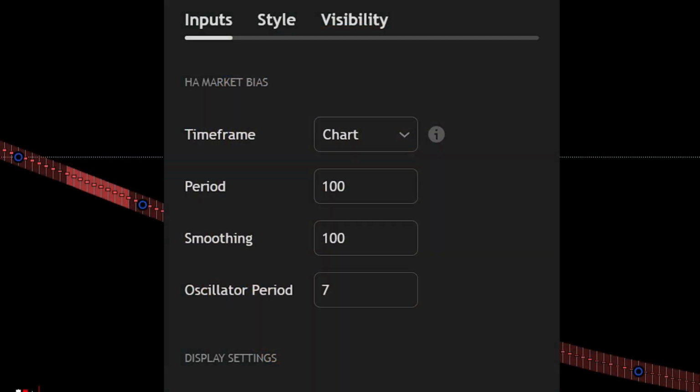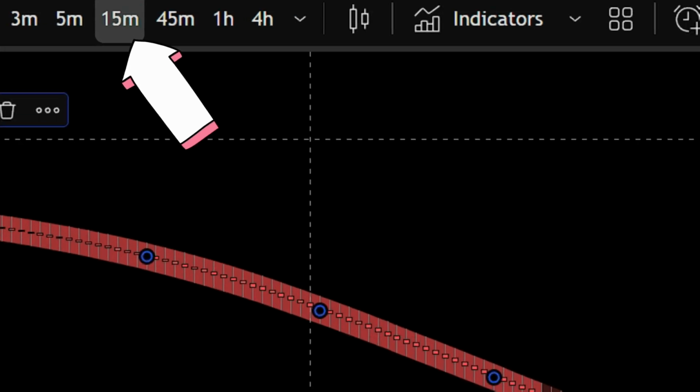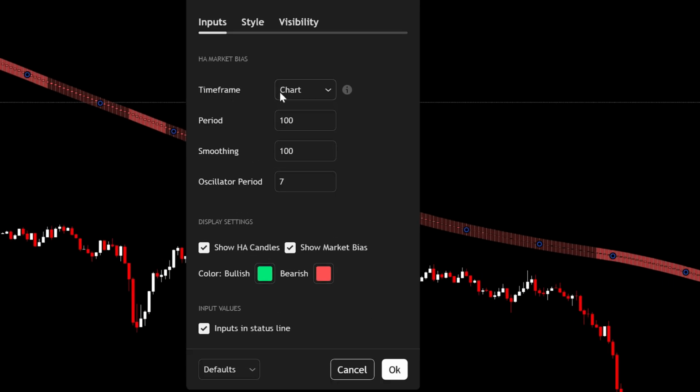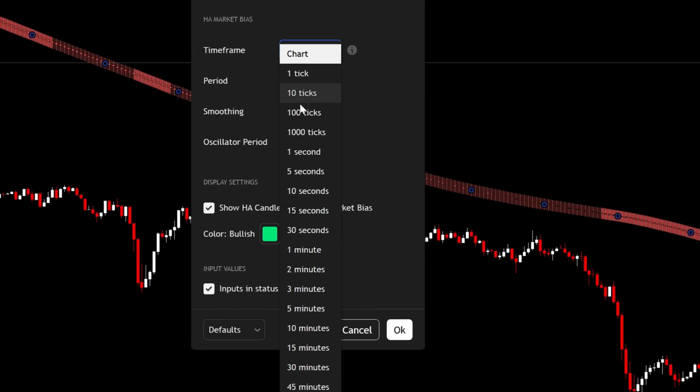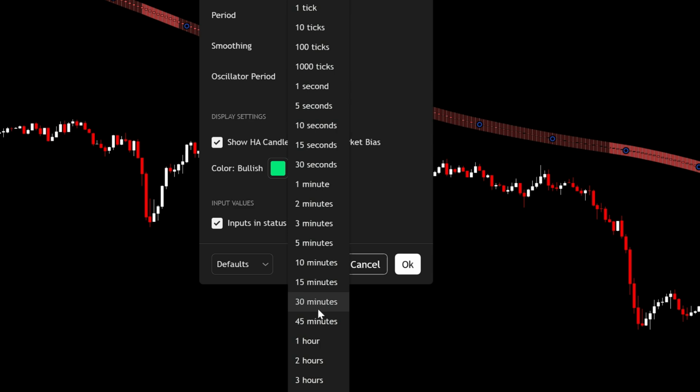If you go into its settings under the Inputs tab, the first thing you'll see is time frame. This is the key. Since we're analyzing the 15-minute chart, I like to set this indicator's time frame to a higher one like 30 minutes. This little trick gives us a view of the broader trend, helping us avoid getting chopped up by the short-term noise on our main chart.